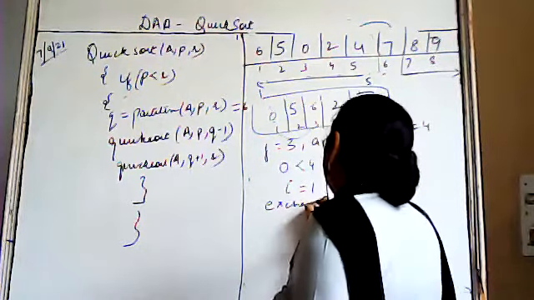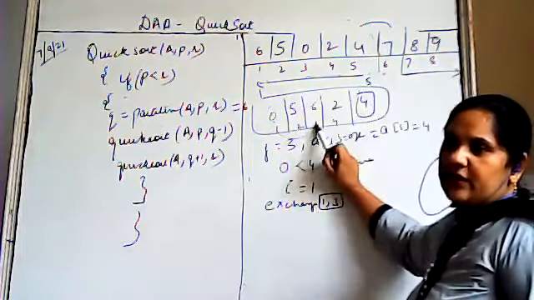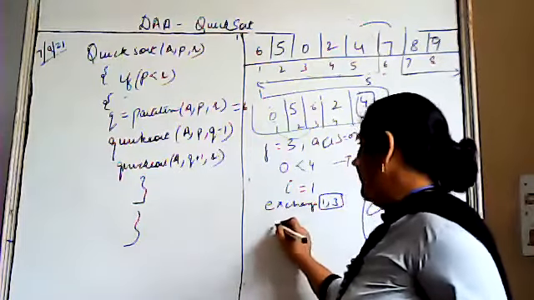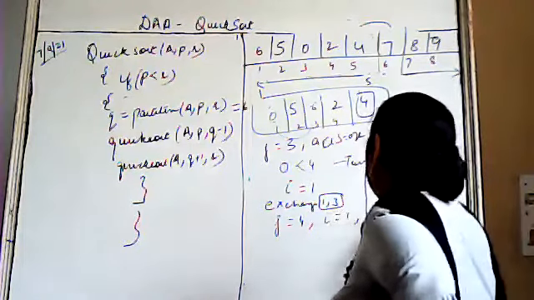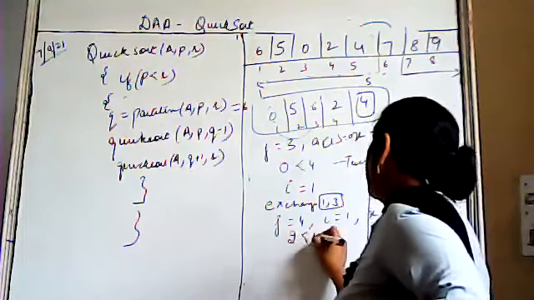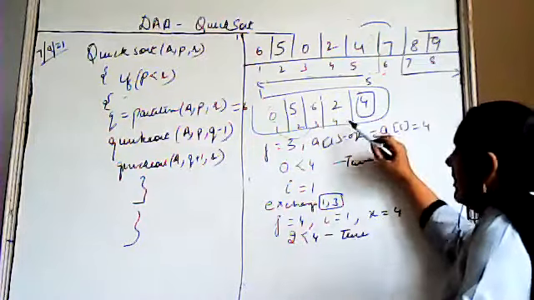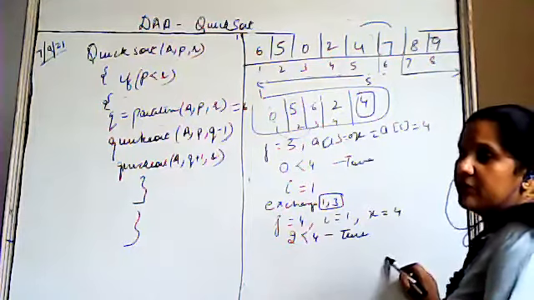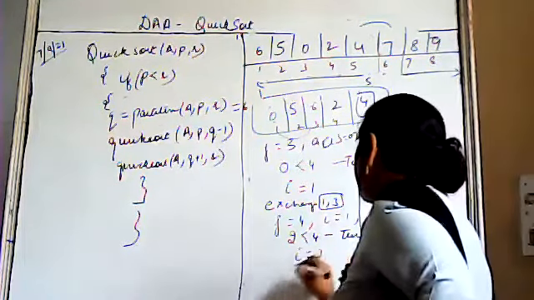Exchange 1 and 3. So you will get 0 here and 6 here. 0, 5, 6, 2, 4. Now increment J by 1. So J will be equal to 4, I is equal to 1, and X is equal to 4. So 2 is less than 4, condition is true. That is A of J, that is A of 4 is 2. 2 is less than my key 4, condition is true. Now increment I, I will be equal to 2.